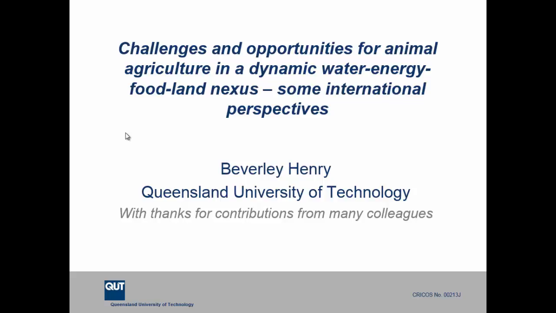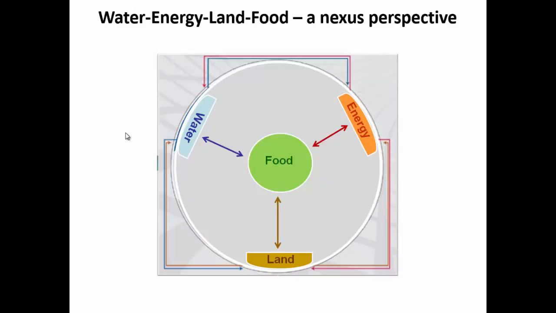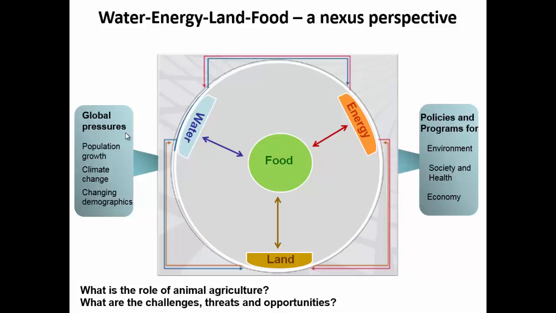It needs multidisciplinary approaches. We can illustrate them simply, and we can illustrate the externalities and how they fit into a bigger picture. The global pressures of population growth, climate change, and changing demographics are critical. And there are policies and program responses that are needed to ensure that we have good outcomes for environment, for society and health, and for the economy.